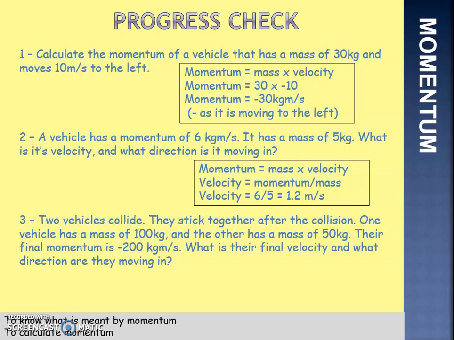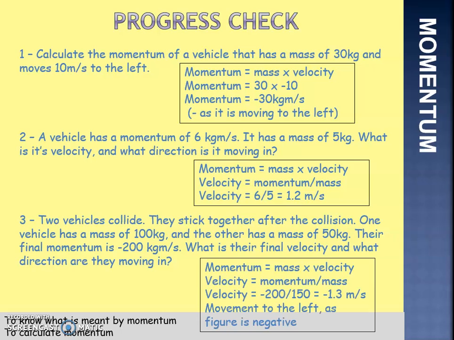If 2 vehicles collide, they stick together after the collision. One vehicle's got a mass of 100 kilograms, the other a mass of 50. Final momentum is minus 200. So what's the final velocity? So we rearrange the equation. Velocity is momentum over mass. Velocity would be minus 200, that's our momentum, divided by 150, that's the mass of each vehicle that's joined together, giving us minus 1.3 meters per second, and that movement would be to the left as the figure is negative.